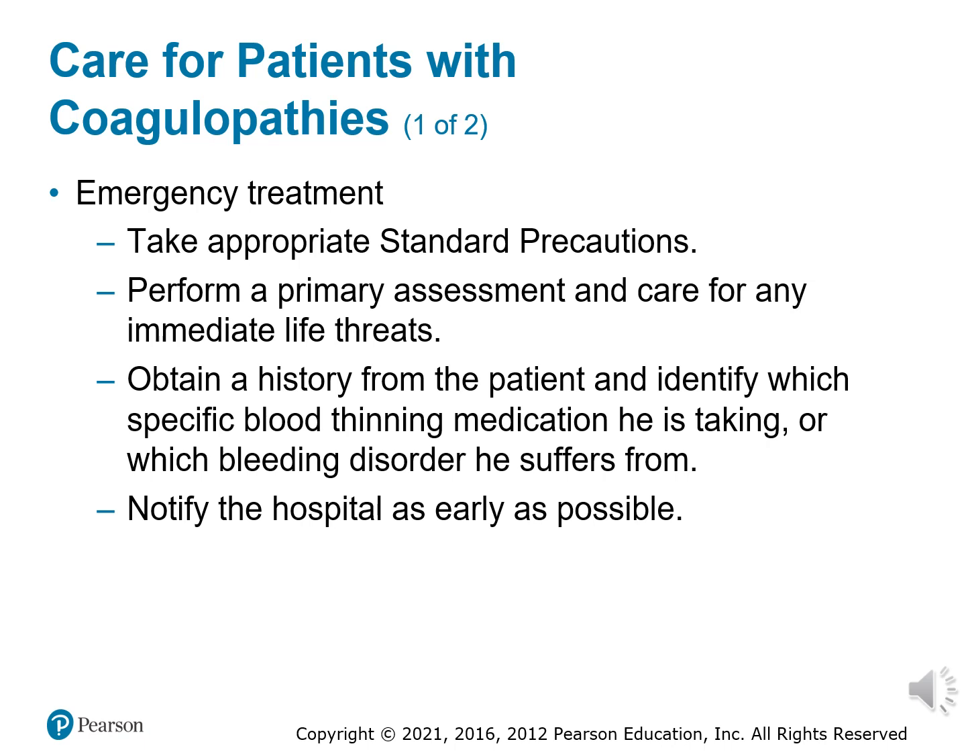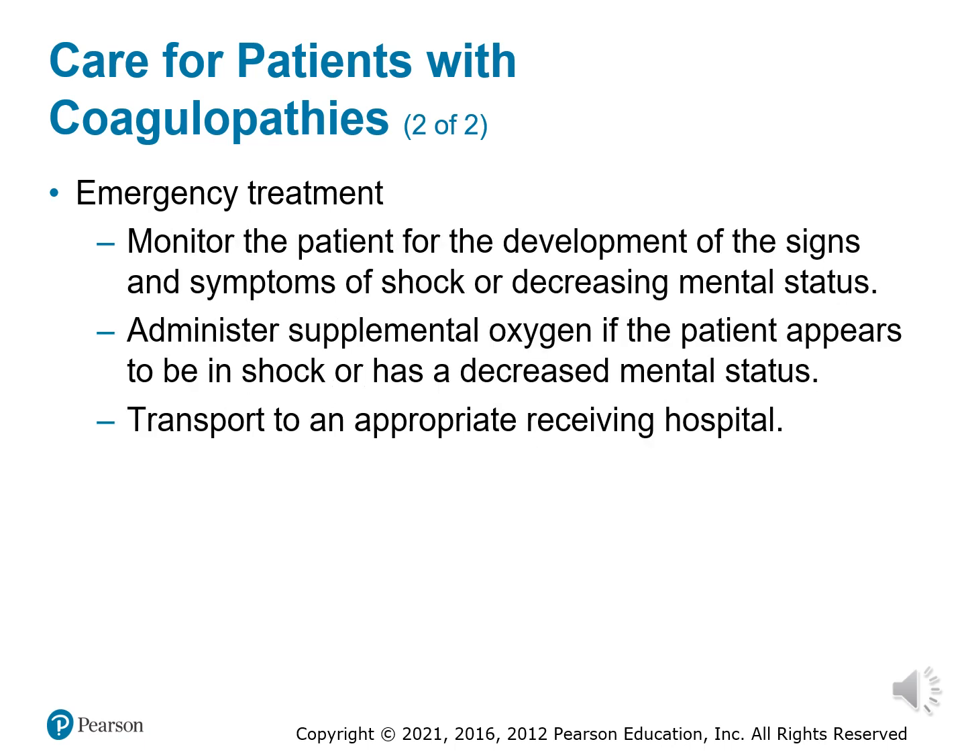Care for patients with coagulopathies. The emergency treatment is to take appropriate standard precautions. Perform a primary assessment and care for any immediate life threats. Obtain a history from the patient and identify which specific blood thinning medication he or she is taking or which bleeding disorder they suffer from. Then you want to notify the hospital as early as possible. Monitor the patient for the development of signs and symptoms of shock or decreasing mental status. Administer supplemental oxygen if the patient appears to be in shock or has a decreased mental status. And then transport to an appropriate receiving facility.